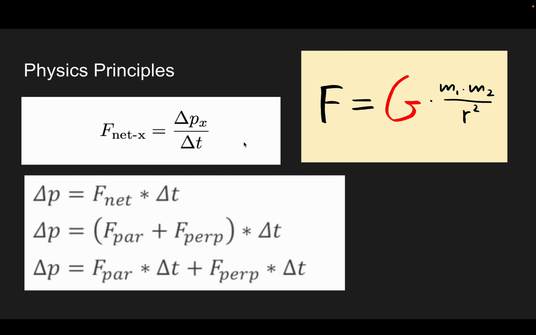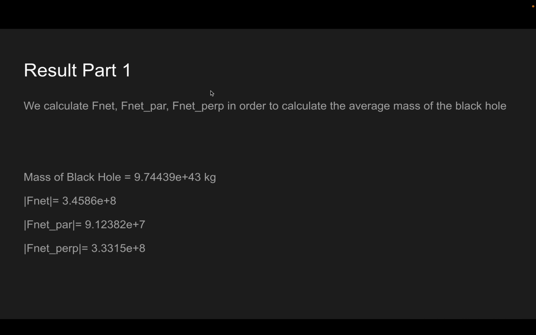So the main physics principles and equations you can see are listed here. It's basically just force net equals change in momentum over change in time. You can break up force net into force parallel and force perpendicular, and you can do the same for the momentum: momentum parallel and momentum perpendicular. And we also use the equation for the force of gravity to calculate the mass often.